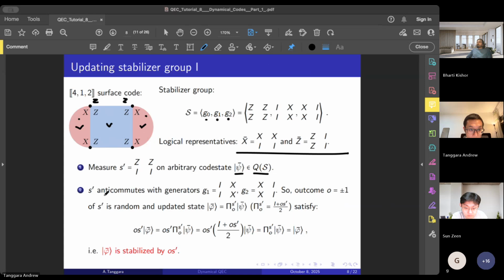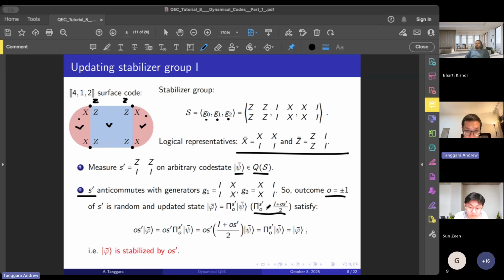And first I'm gonna look at these two generators, right? That anti-commutes with this measurement S prime. And assume that I have this outcome O, which is either +1 or -1, and it's going to be random because it anti-commutes with these operators. So what's my new state going to look like after I measure this S prime with outcome O? I'm going to project this psi bar with this projector, right? So that's how the projector is defined when you have outcome O.